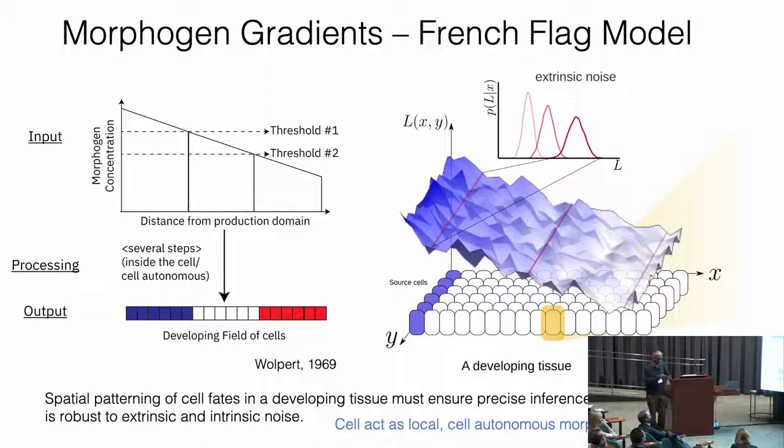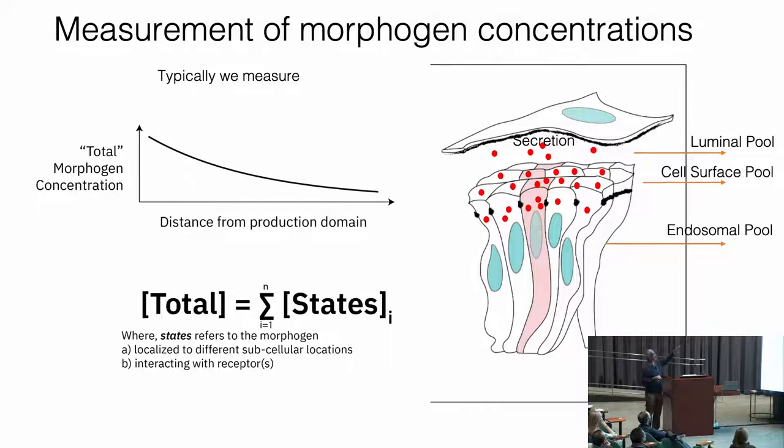Well, first of all, what's a gradient? A gradient of a morphogen is something that's produced locally and travels a distance. And the point about having a morphogen gradient is that one should be able to measure it in space and in time. And when something is secreted, there are going to be multiple levels of a morphogen, one in the secreted lumen of a tissue, at the surface of the cell and inside the cell.